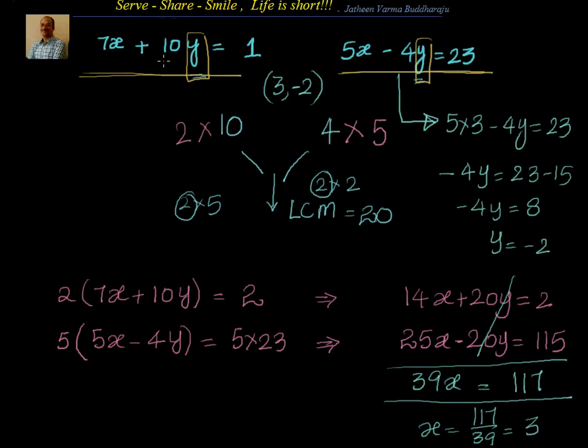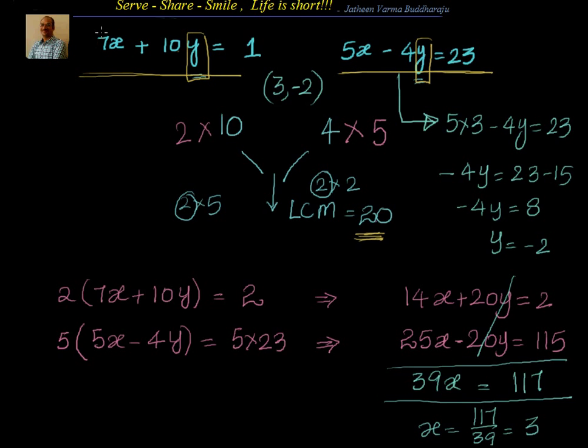I can do that only when the coefficients are equal. To equate the coefficients, I have to find the LCM of those two. I have 10 and 4, LCM is 20. Now I have to decide by which value to multiply. It is the LCM divided by the coefficient. So the idea is to equate the coefficients of that variable in both equations. I have 10 here, I multiply with 2 so that it becomes LCM 20. Similarly I have 4 here, I multiply with 5 so that it becomes 20.